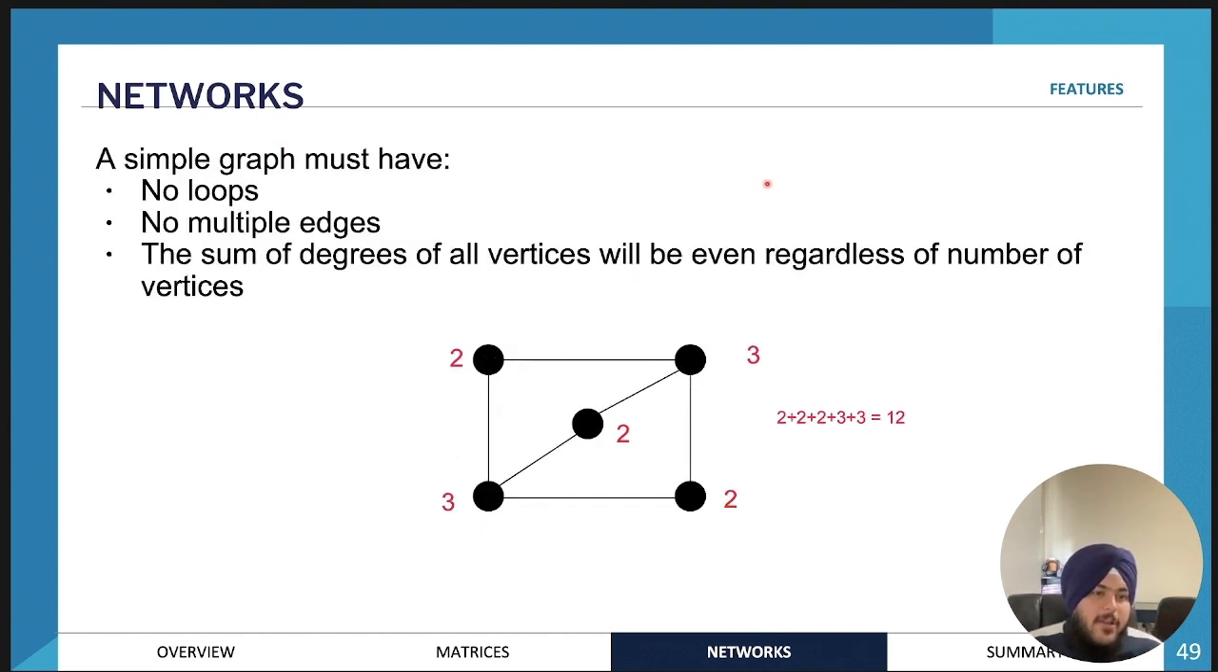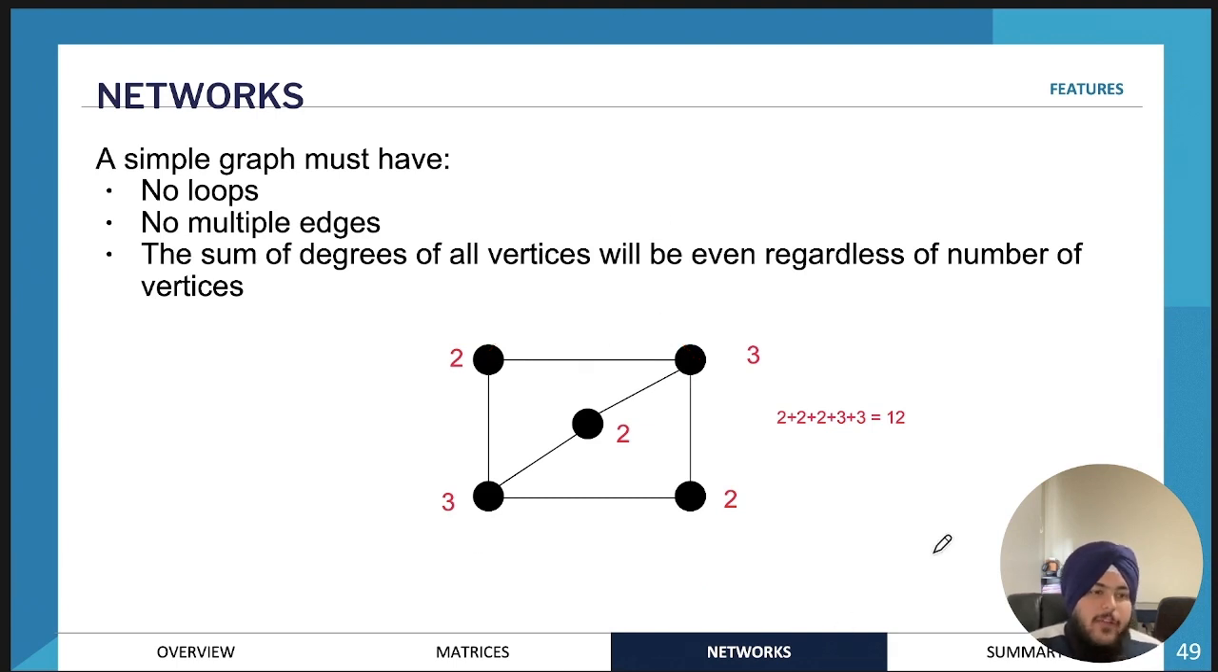Okay, next we're going to be looking at the features of different types of networks. So a simple graph, so this is an example of a simple graph, it contains no loops and no multiple edges. So multiple edges just means, for example, we have 2 vertices being connected like this. So this would be considered a multiple edge because we're having vertex 2 and vertex 3 connected by this edge and this edge. So that would be a multiple edge.